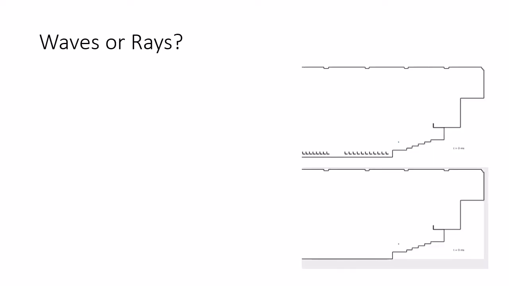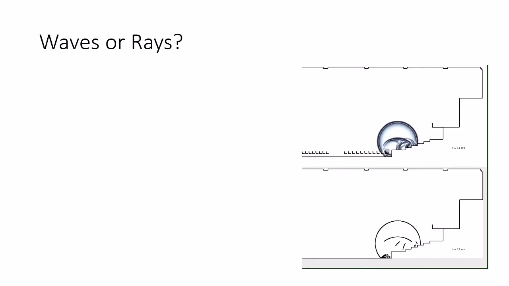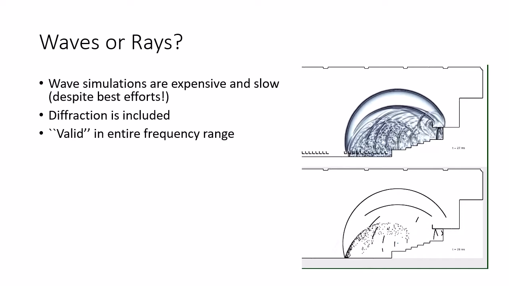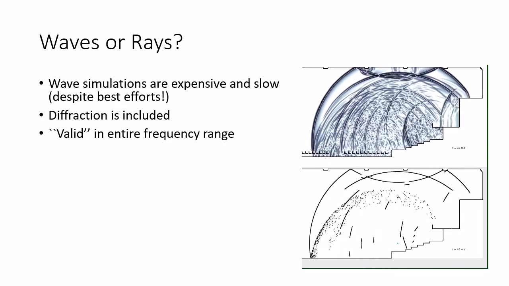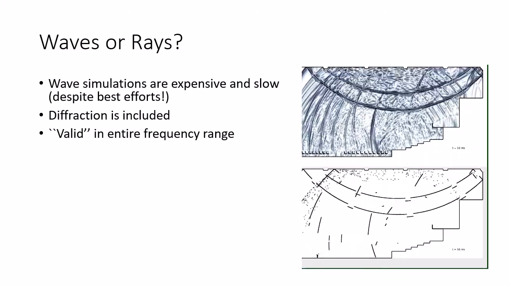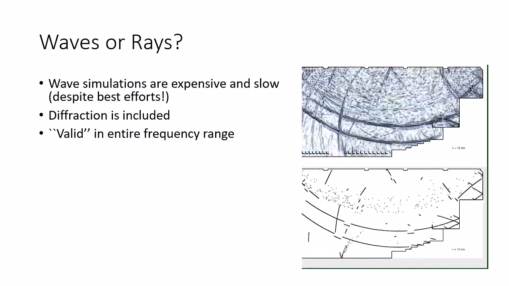So a kind of long-standing question is, which kind of simulation should you use? Waves or rays? Or what kind of model should you use? There's not really one answer. They both have their advantages. In certain cases, they can give similar results. In other cases, different results. Wave simulations tend to be expensive and slow.